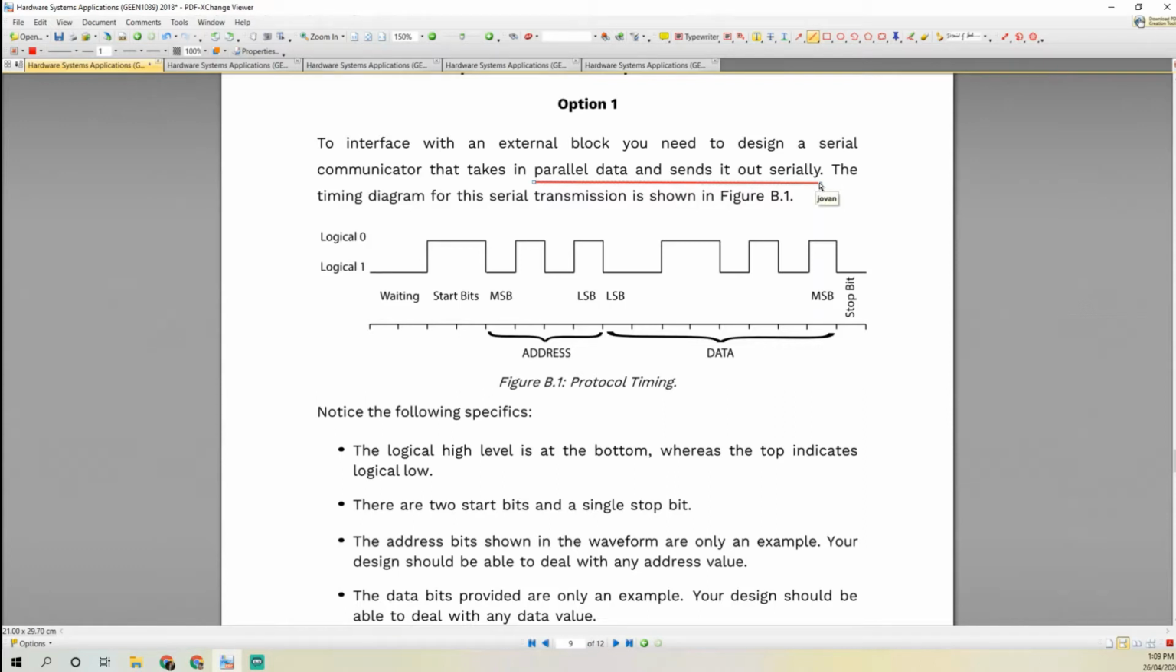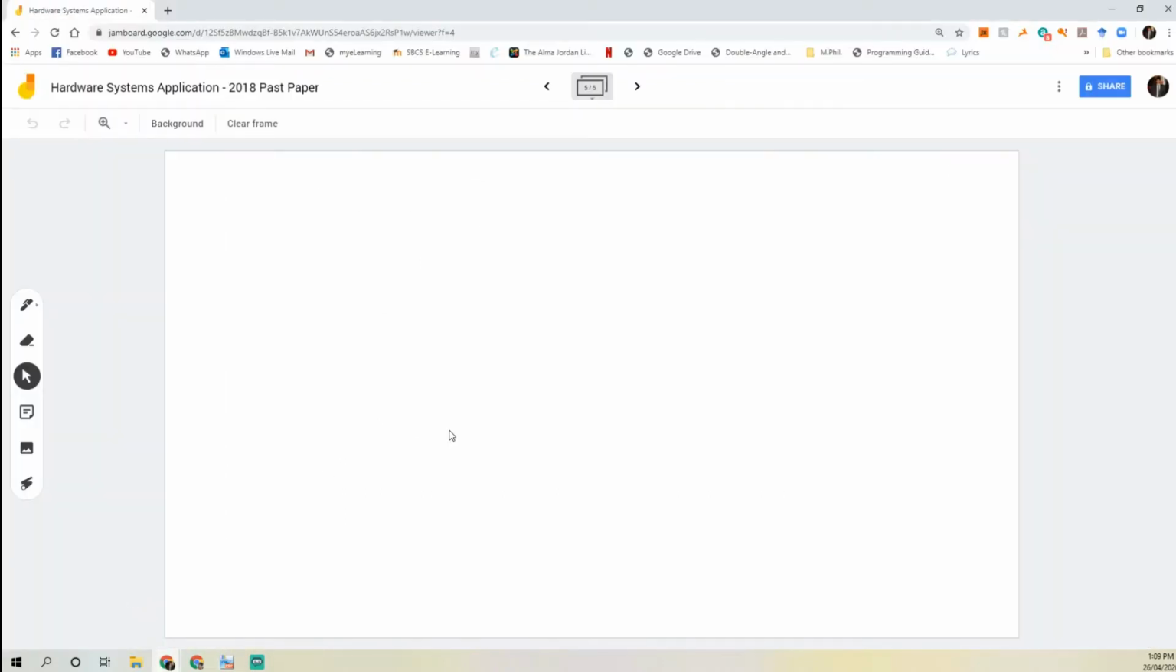Okay, so what is meant by taking in parallel data? Well, that actually means taking in a group of bits at the same time, kind of like a standard logic vector. Looking at the diagram now, we have a set of address bits that will be sent in parallel, and we have a set of data bits that will be input into this serial communicator also in parallel. In other words, 8 bits at a time.